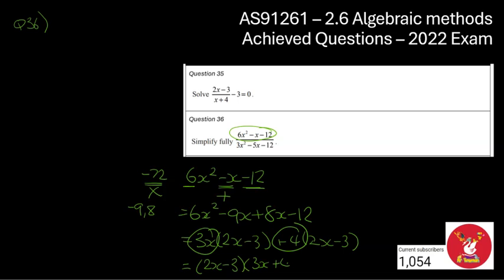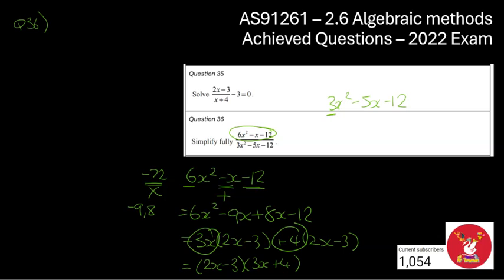So we've got 3x plus 4. So that's going to be my numerator for my fraction. I now need to repeat the same for the denominator, 3x squared minus 5x minus 12. So let's do this over here. So we've got 3x squared minus 5x minus 12.